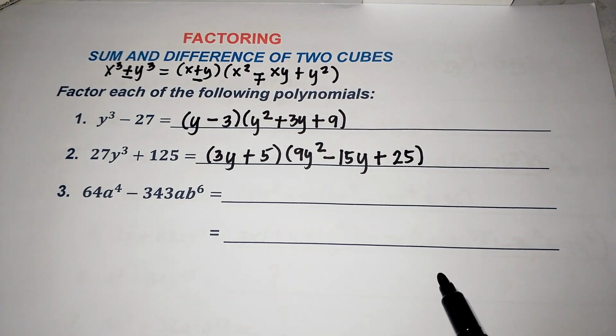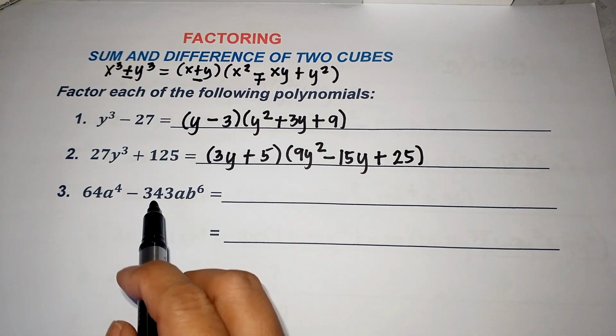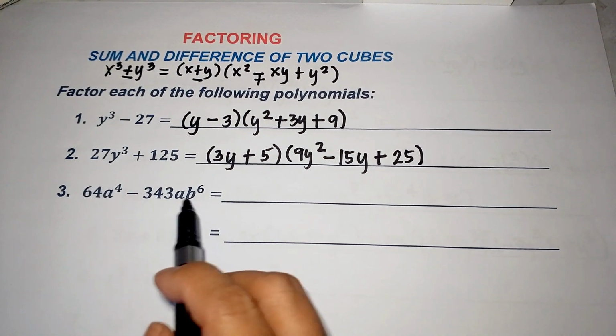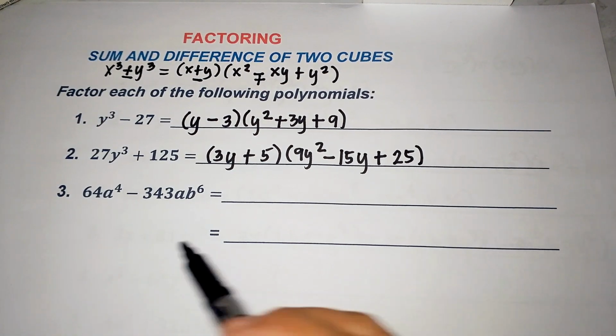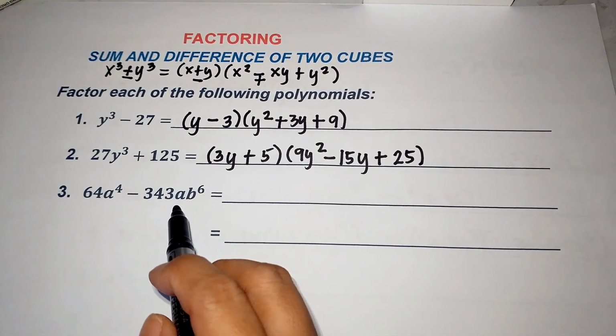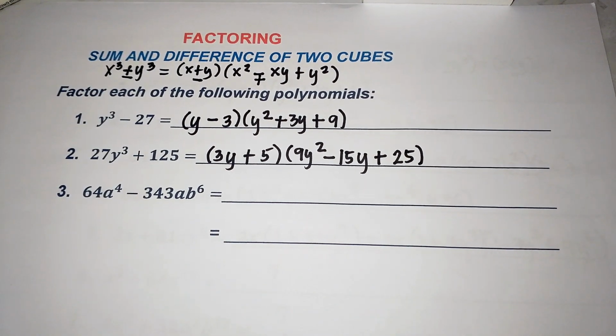For number 3, 64 is a cube, 343 is also a cube, and also b to the 6. But a to the 4th is not a perfect cube, and so with a, because it has an exponent which is less than 3. But basically, when we are factoring, we must look for the greatest common factor first.